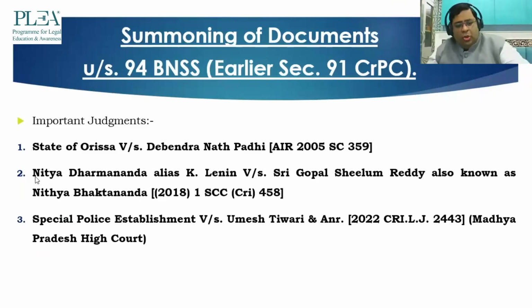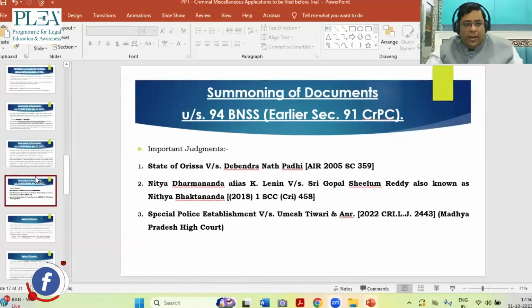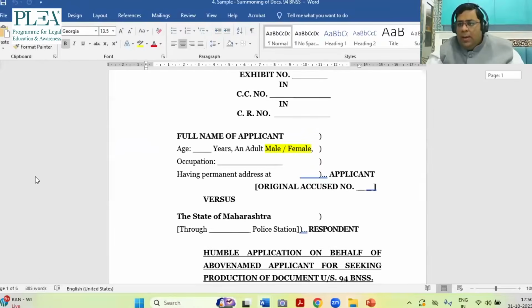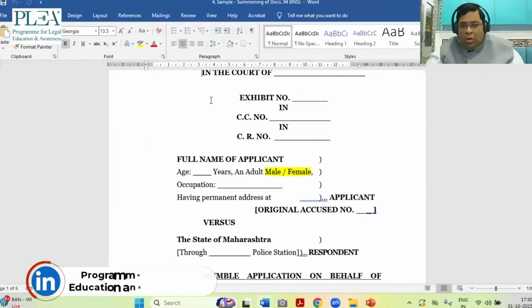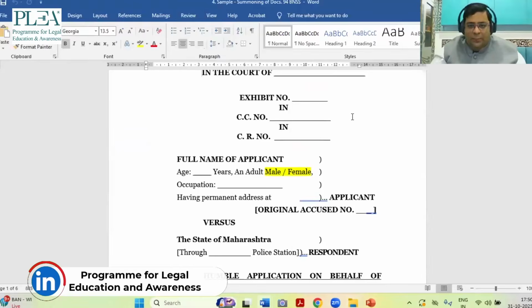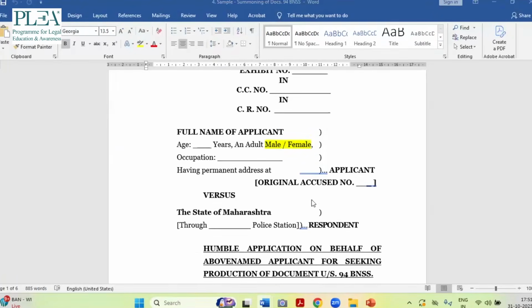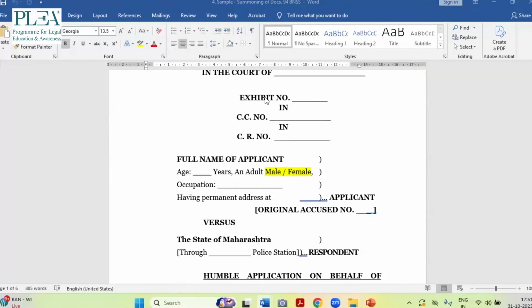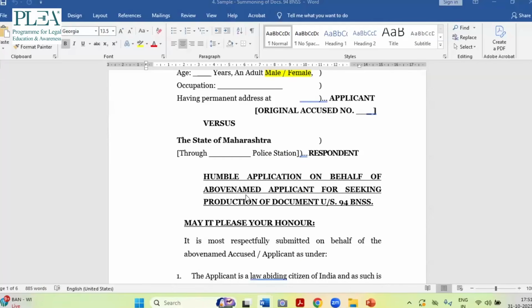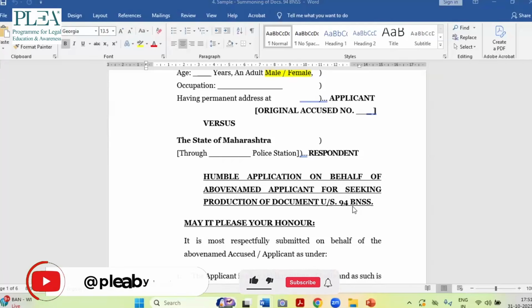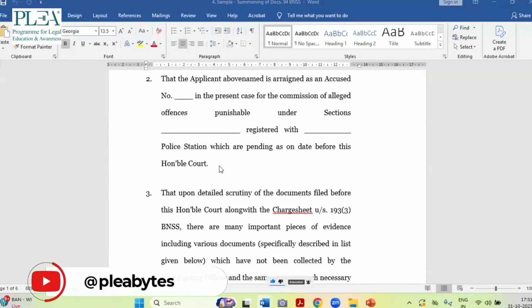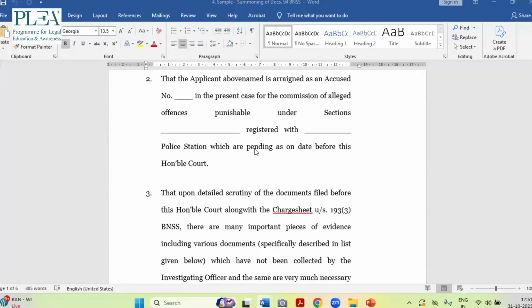Now, let me show you the sample template draft which I have prepared, which I have been using for the matters handled. As for the title, it is an exhibit in the ongoing case. The application, as I said, is filed as an exhibit. It's an interim application marked as an exhibit in the ongoing trial case. The title is Application for Seeking Production of Documents under 94 BNSS. You give the explanation of who is the applicant, applicant accused, FIR details.